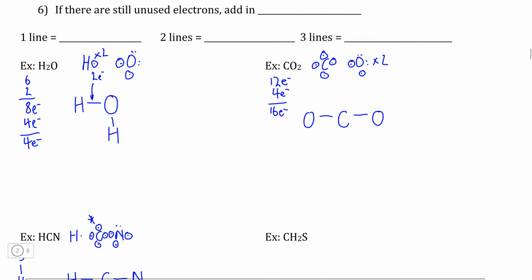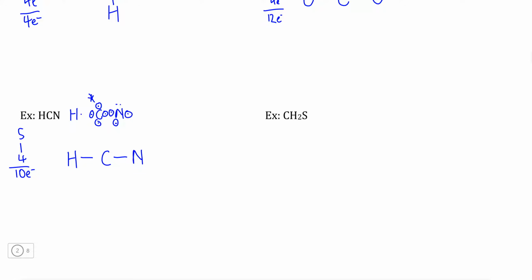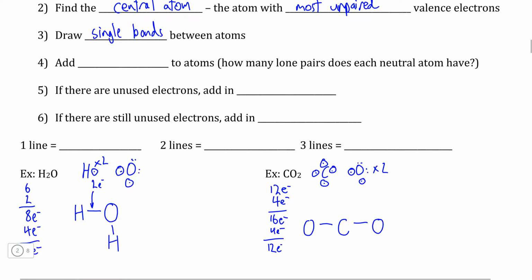With carbon dioxide, we've also added 2 bonds. That's a total of 4 electrons. So with carbon dioxide, there's 12 electrons that are left. And with HCN, we've added again 2 single bonds, which is a total of 4 electrons, 10 minus 4, meaning we have 6 electrons left.